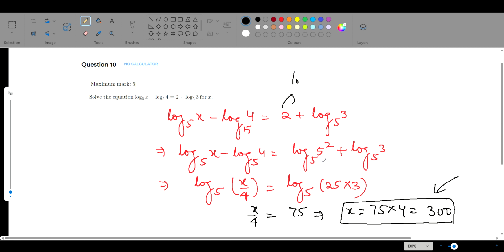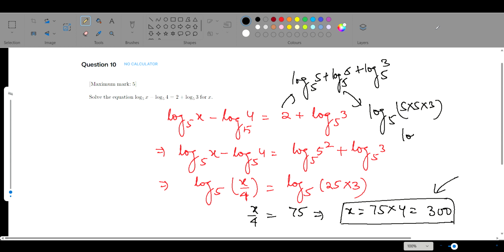Two as what? Log? Okay, so it is 1 plus 1, that's also 2. Okay, and then what are you going to do? Plus log base 5 3. Right. Then 5 times 5, because ultimately you have to multiply them by the rule. So it will be log base 5 of 25 times 3, which is 75.